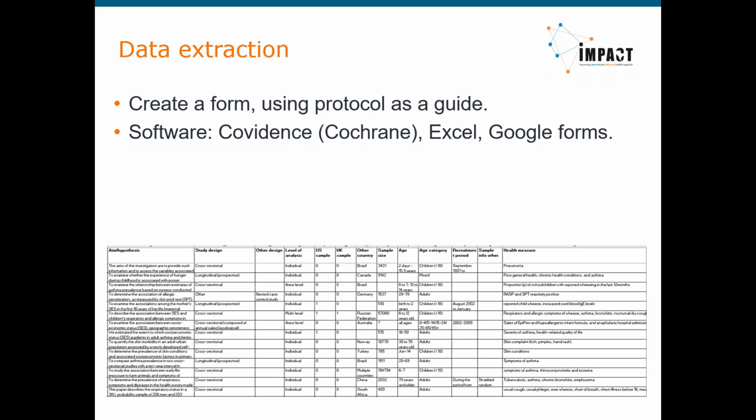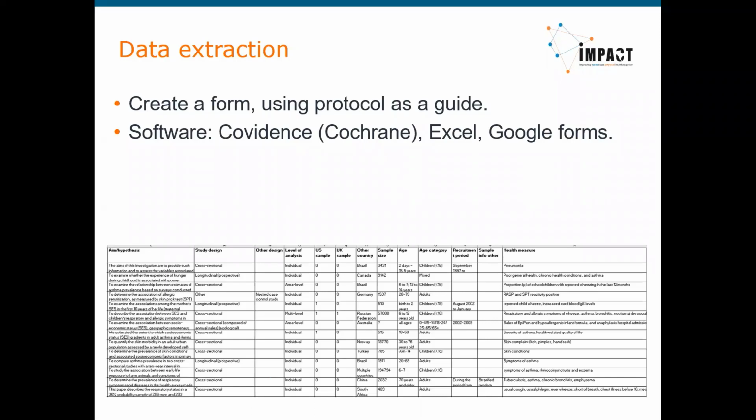You can use Covidence if you are able to use that. You can do it in Excel. You can use Google Forms, or you can copy and paste a form from Excel into a Google Form, and that means that you can easily work on it with multiple people and it's online. The example here is just an Excel spreadsheet that we've made ourselves for a review.